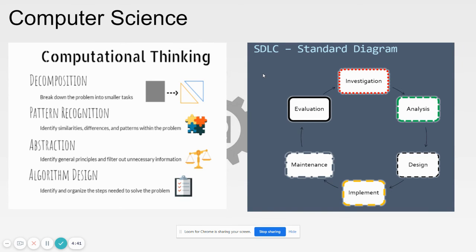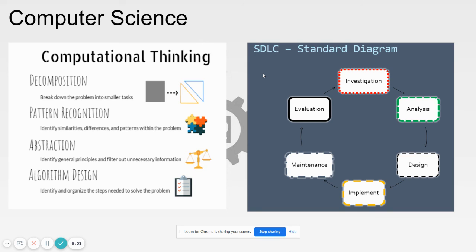Also, the course does reinforce the elements of computational thinking, and these are skills, don't forget, that don't just apply to computer science, but across other subjects and disciplines. On the right, we can see an example of the system development lifecycle. This will be particularly relevant during the completion of the Unit 5 project. So that's just a brief overview of what the course entails.